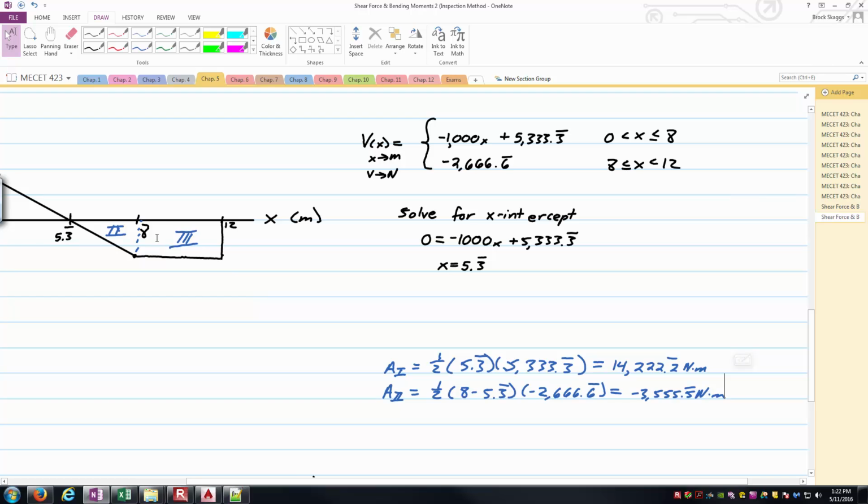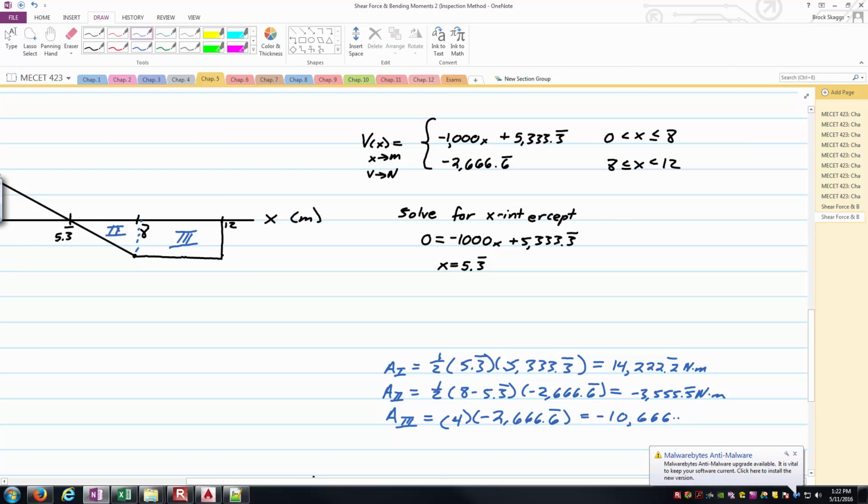And finally, our area 3 is just a rectangle. And so here, that third area, 8 minus 12, that's 4 meters for the base, and then the height is again that negative 2,666 2/3 there. Negative 10,666 and 2/3 as well. There we go.